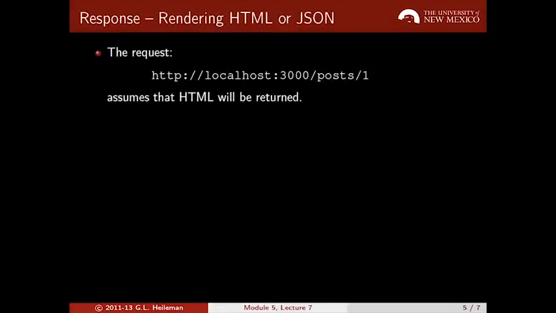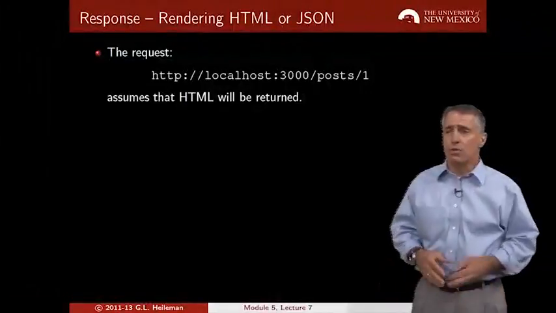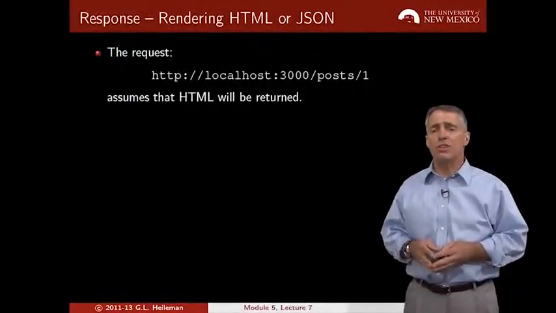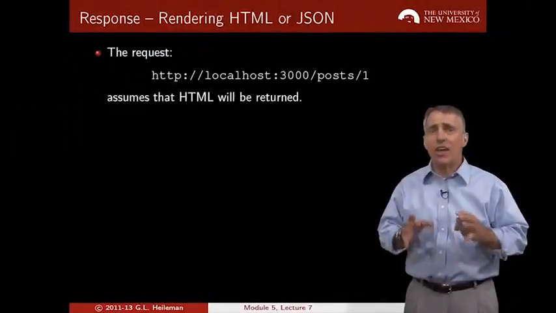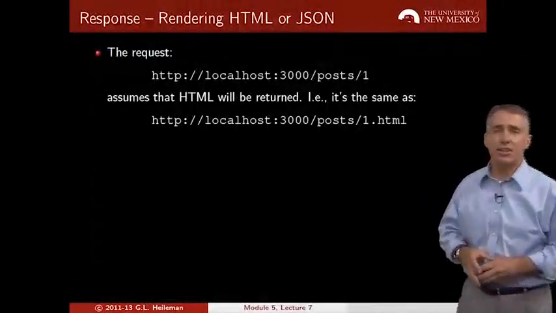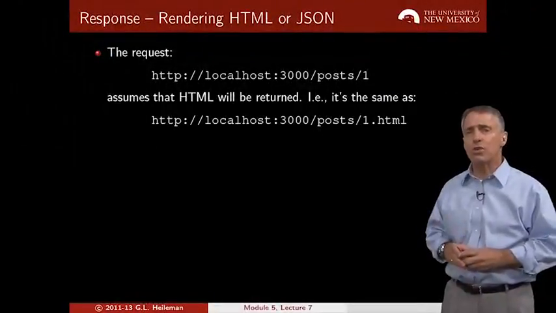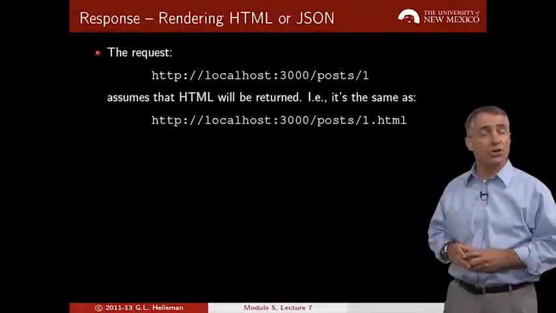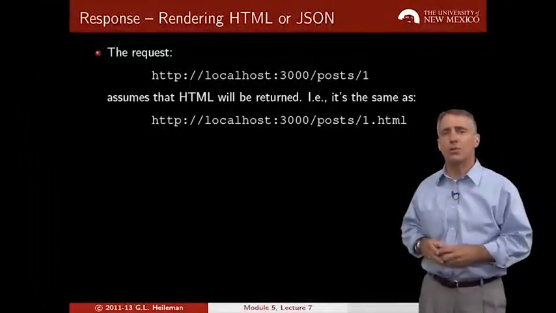Now let's talk about how the response is actually rendered. So far, we've seen when we make this request, localhost 3000 post 1, the assumption is that that is HTML. And in fact, if you type .html at the end, it doesn't change anything. You'll get an HTML response. But if you look in your controller, you'll see that it's actually capable of returning JSON code as well. And JSON stands for JavaScript Object Notation.